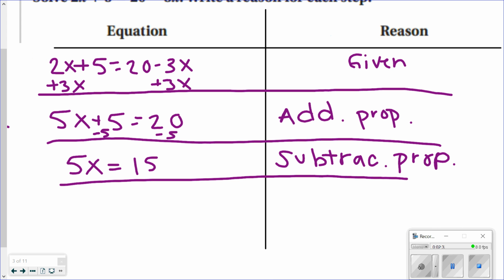And finally, to get x by itself, I would divide by 5. And so x would equal 3. So since I divided by 5 on each side, my reason was division. So the division property. And that's how we use equations and find reasons from algebra to prove what x is equal to.